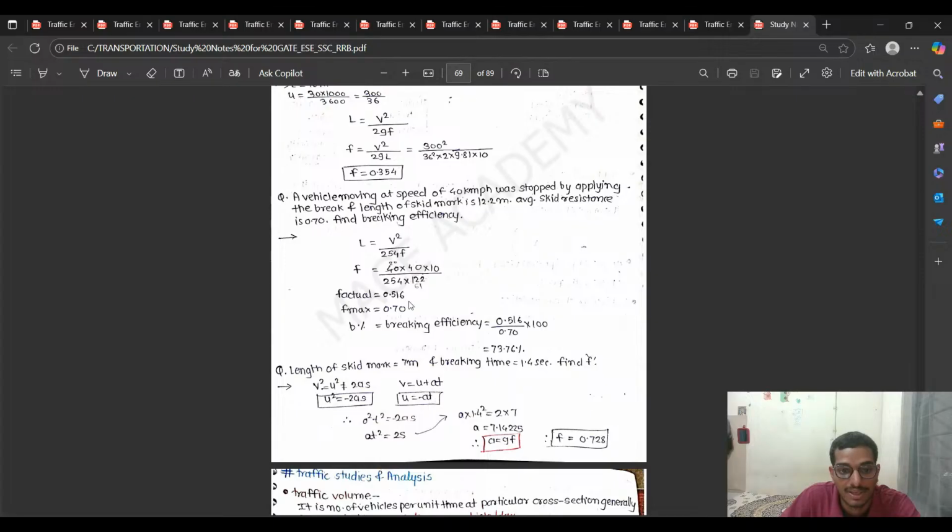I have to remember that F maximum can be given, and we find out F actual. So what was the efficiency of braking?